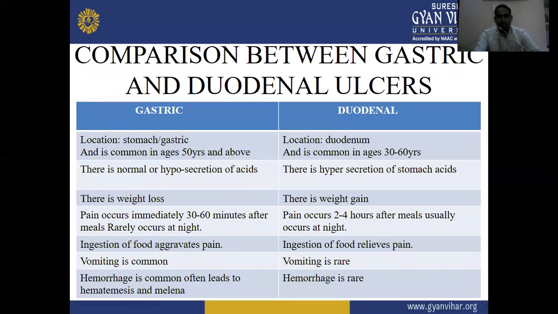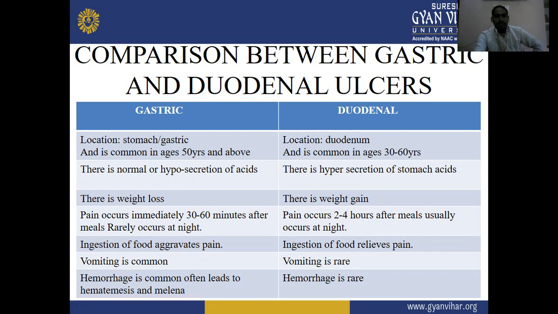Next one, comparison between gastric and duodenal ulcers. For gastric ulcer, the location is the stomach and it is common at age 50 years and above. Duodenal ulcer location is the duodenum and it is common at age 30 to 60 years. Gastric ulcers occur with normal or hyposecretion of acid, and duodenal ulcers are caused by hypersecretion of stomach acids. Gastric ulcers cause weight loss, and duodenal ulcers cause weight gain.